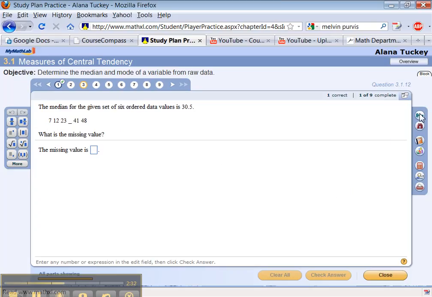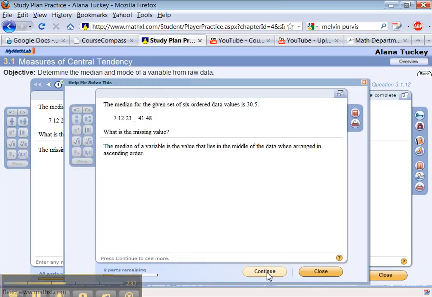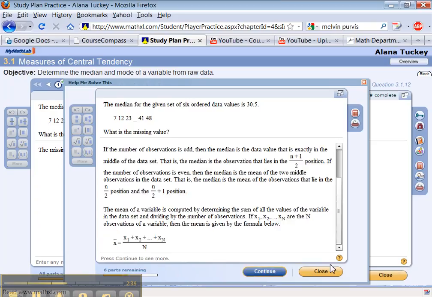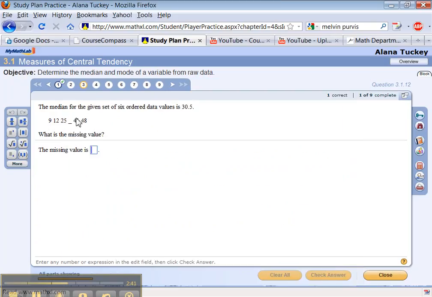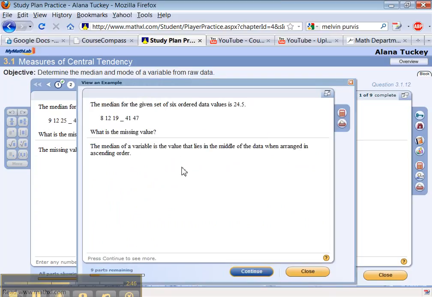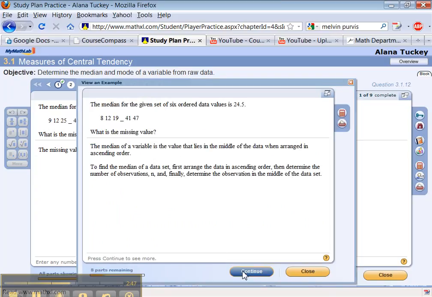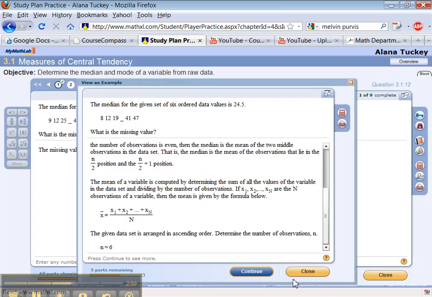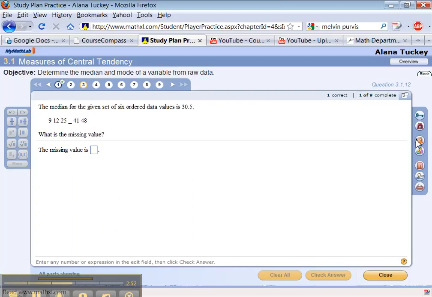And then over here they have all sorts of helps, like Help Me Solve This, which guides them step by step through that problem. But when you close it, it changes the numbers and gives them a different problem. View an Example gives them a different problem to look at, step by step, going through and finding out how to do it. Or View a Textbook. It'll open up the textbook in an online form.